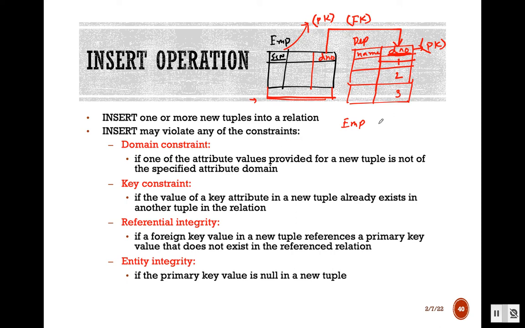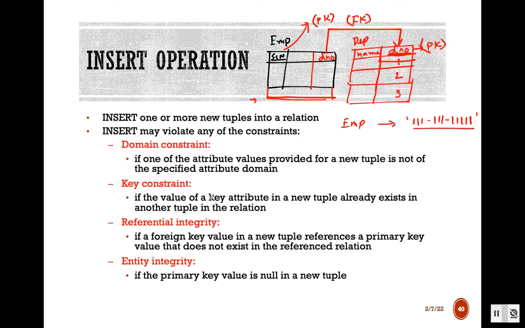But you are inserting a new employee where you are inserting a record like 111 111, so here we have actually 5, 3 and 3, so 11 digits. So if it violates the attribute domain, it will violate the domain constraint.